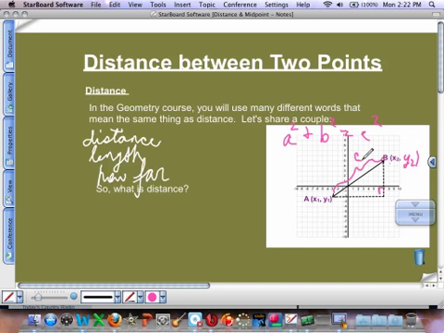So let's have this horizontal distance right here be a, and this will be b, so we have this triangle.